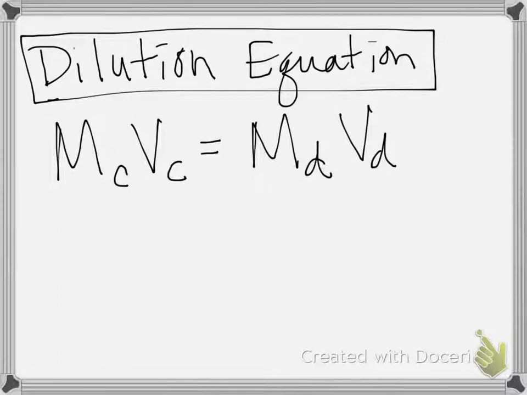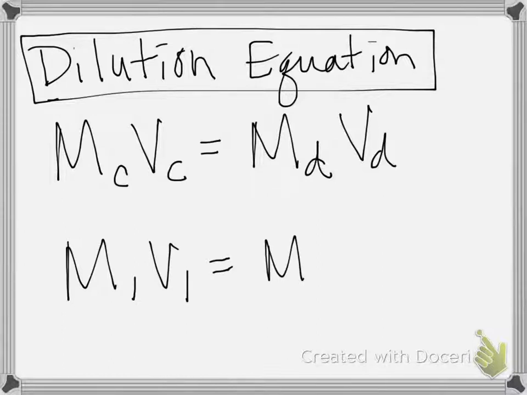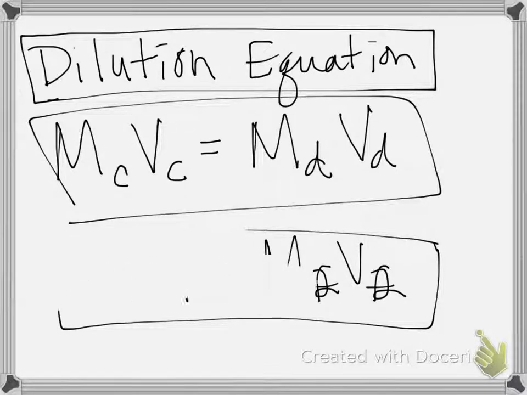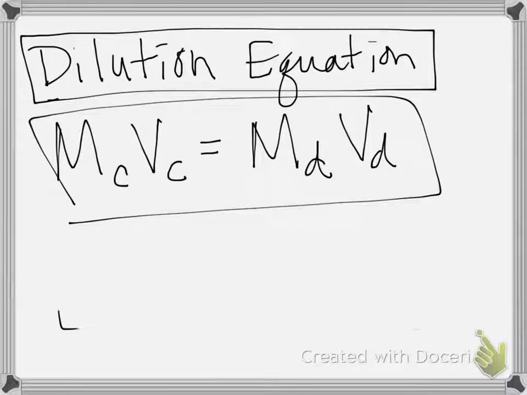Now, you might have seen this in a different class written differently. Instead of concentrated and dilute, sometimes people say the first solution versus the second. M1V1 equals M2V2. This is the same exact equation. This is called the dilution equation. You might say initial and final, okay, that's another way it's written. But you have two solutions, the initial and final, or concentrated and dilute, 1 and 2. Molarity times volume equals molarity times volume. Okay, so let's practice some problems and see how we're going to use this equation.